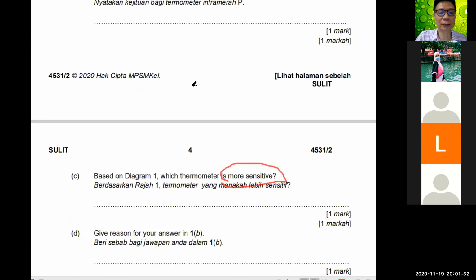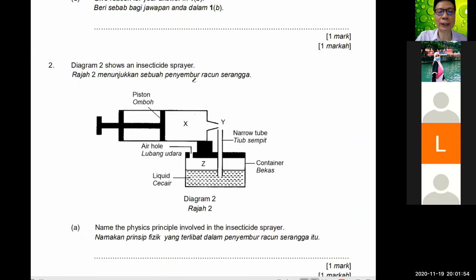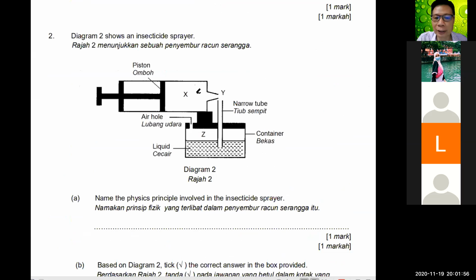Okay, next. Now is question number 2. Now we study the question first. The diagram shows an insecticide sprayer, this one to spray the insecticide. How does this thing work? I explain here, you all listen. The insecticide liquid is here. You want to pump this liquid to come out.